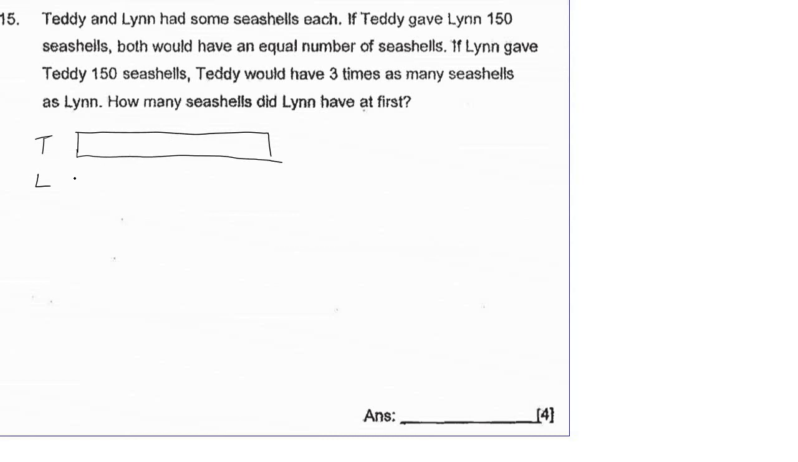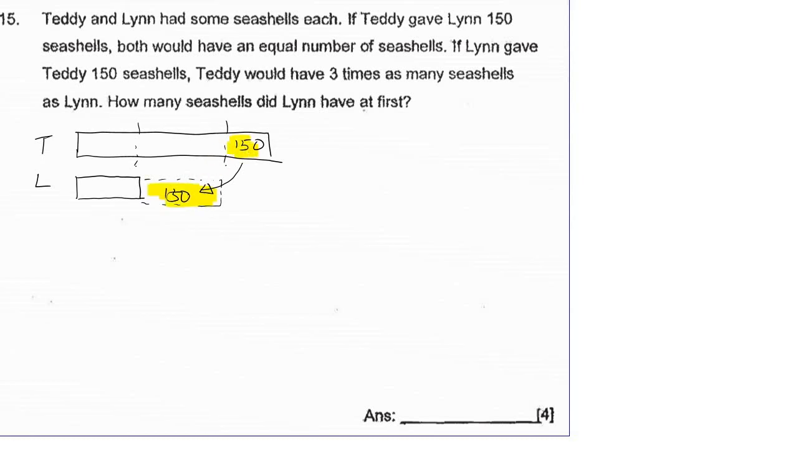So if I give Lynn, let's say Lynn, I draw over here, 150. Over the portion here is 150, right? Let's say for here I give here 100, then I will have an equal number. Am I right? So this give here.